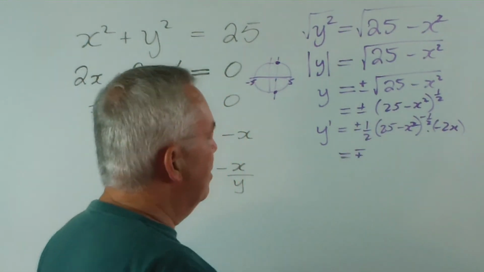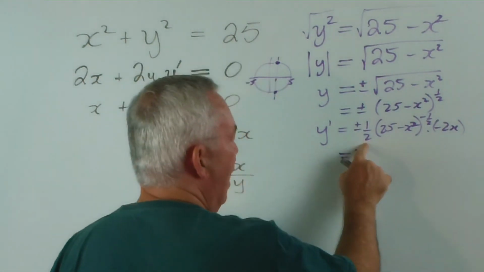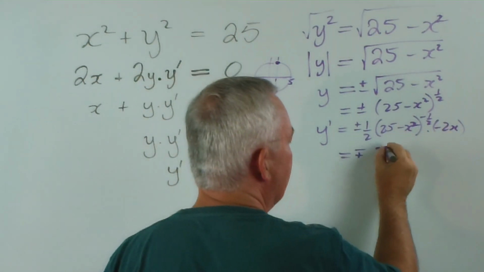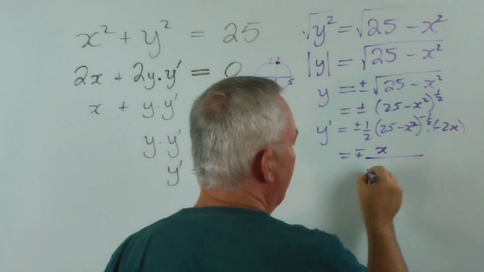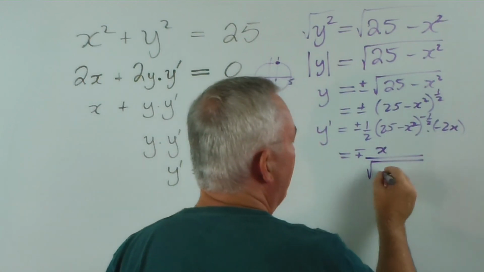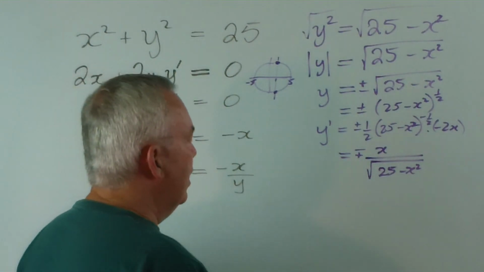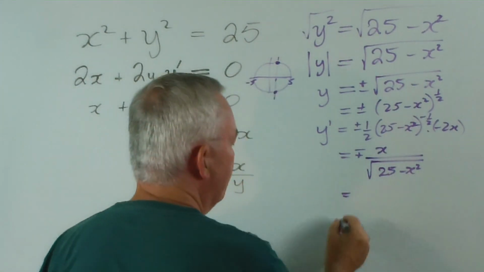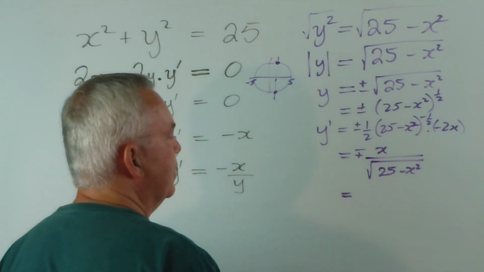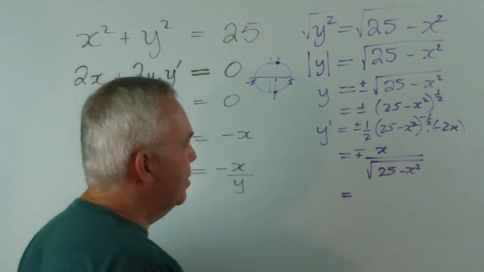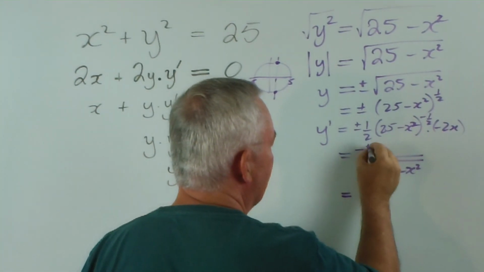That's a relatively trivial little thing. We won't deal with that much at this point. A half of 2x is simply x. And the power of a negative half means that we've got this on the bottom. Now please notice, I suppose I should have left the negative separate from this. You'll suddenly understand why.